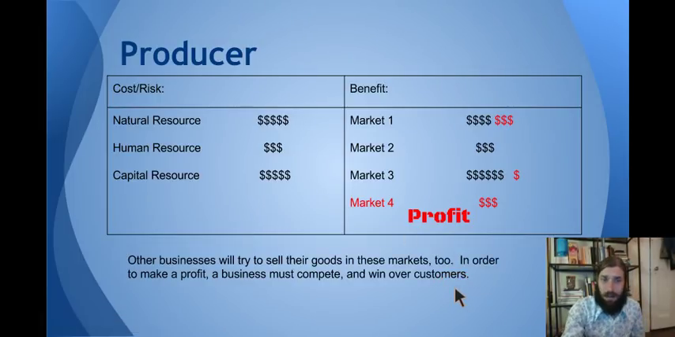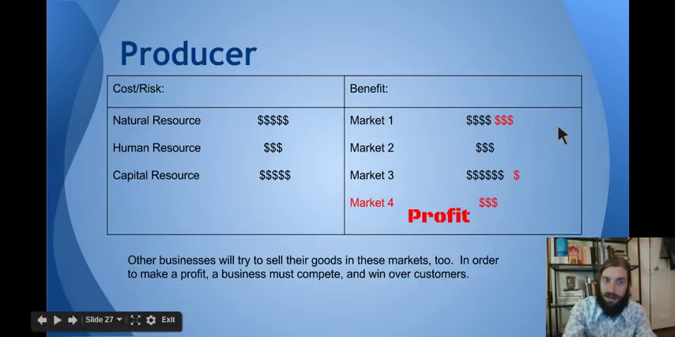Another thing you need to remember, when you're a business person selling your sugar, other businesses will try to sell their goods in these markets too. So in order to make a profit, to make sure that you're selling enough, a business must compete and try and win over customers. All right. So competition is when businesses try and win over customers.